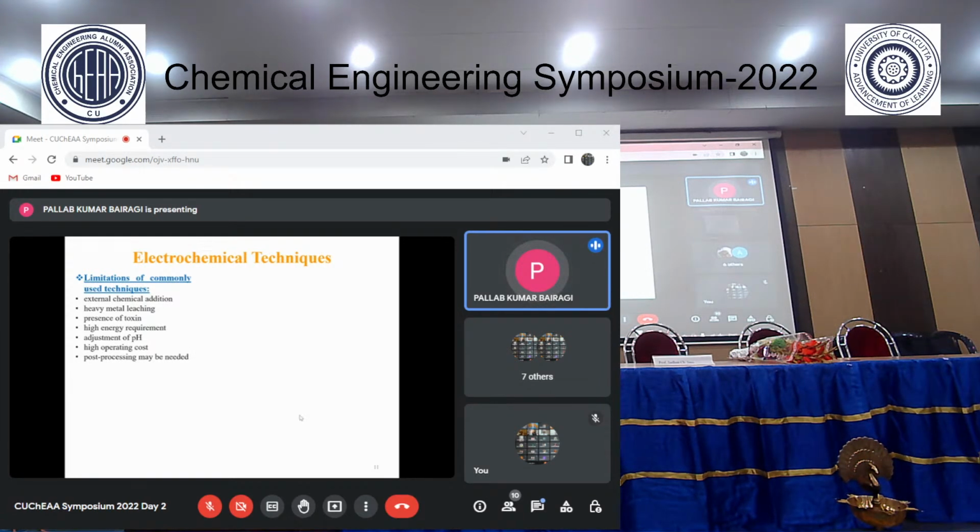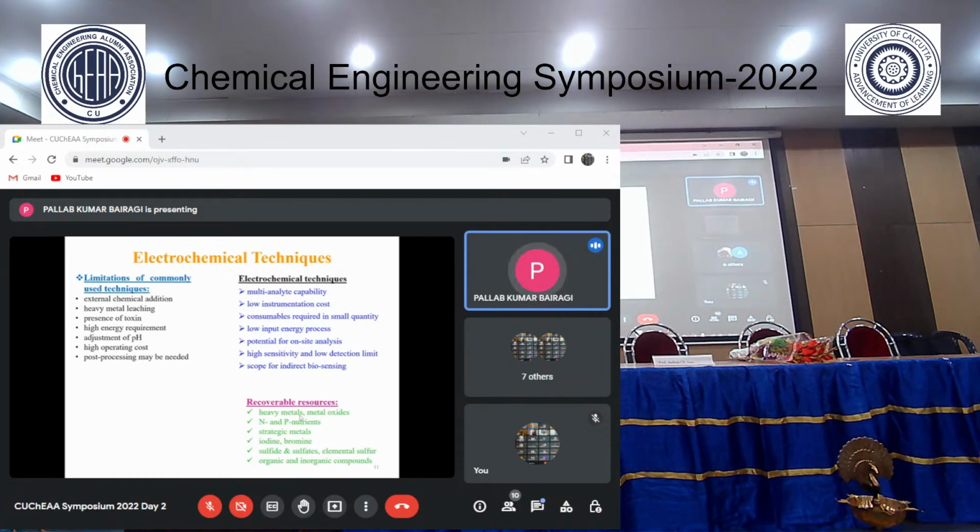To overcome these issues, nowadays scientists are searching for other techniques for recovering resources from wastewater, and electrochemical techniques are found to be promising because they facilitate multi-analyte handling capability, low instrumentation cost, fewer consumables required, and low input energy. These are potential for on-site analysis also, and sometimes can facilitate the scope for indirect biosensing with high sensitivity and low detection limit. These are the commonly available resources which can be mined from wastewater using electrochemical techniques.